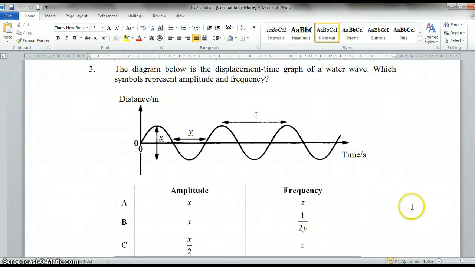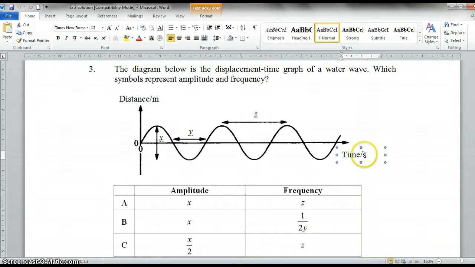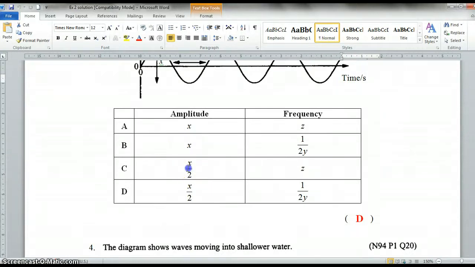This one is similar to the previous worksheet: which symbols represent amplitude and frequency? Again, time, so we can observe period. Amplitude: this whole thing is X, but we do not need X, we only need half of it to form the amplitude. So amplitude has to be half of X. It's either C or D.